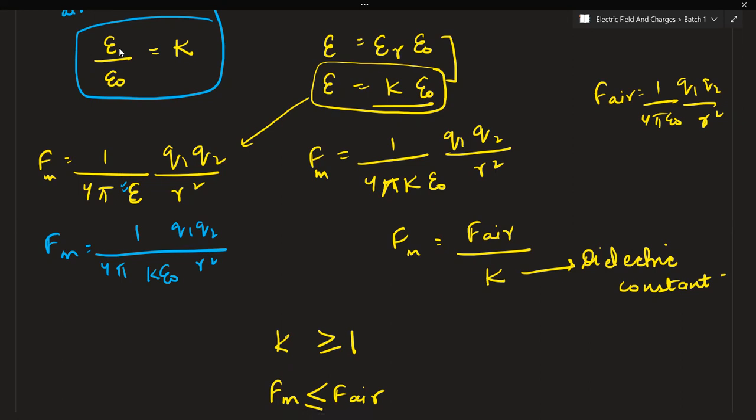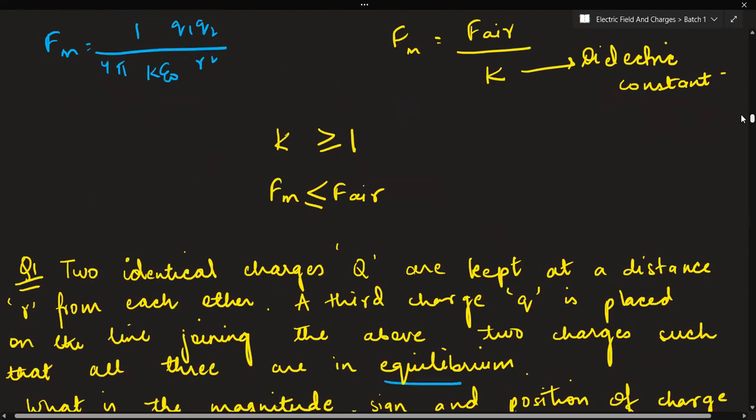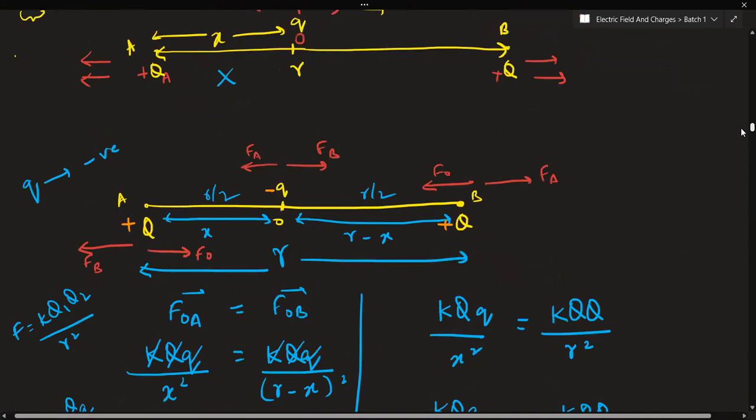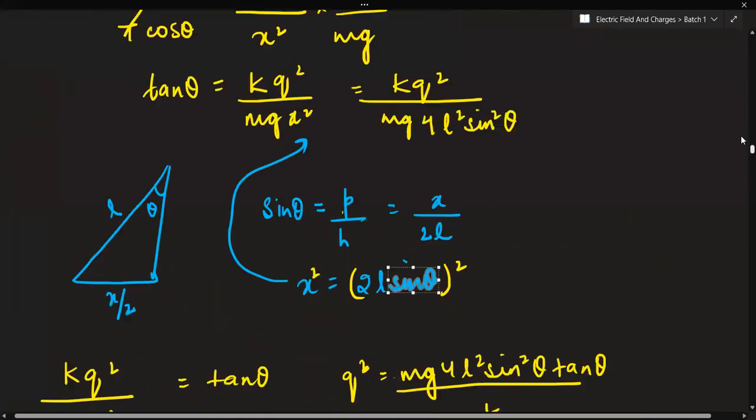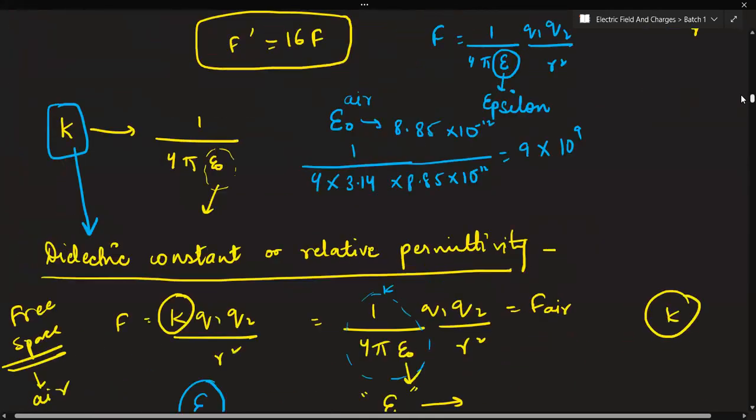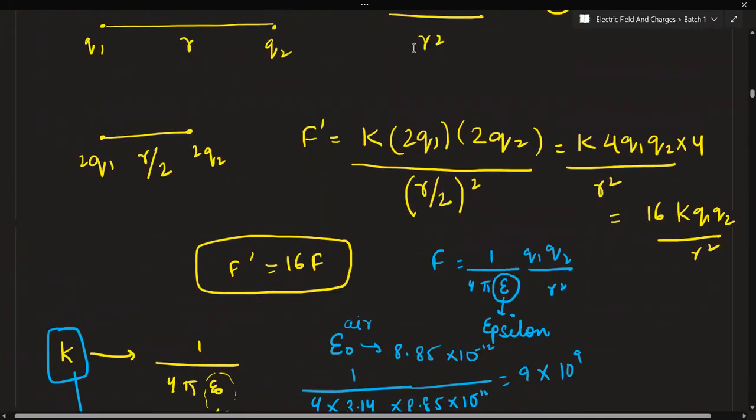This is epsilon divided by epsilon naught. But when it comes to force, it will be force F naught by F in medium. Please remember this part, because it will become very confusing when you write it. Clear? These types of questions we'll practice right now. I'm just revising the theory first, then we'll move on to numericals. Class, I hope this you will remember.